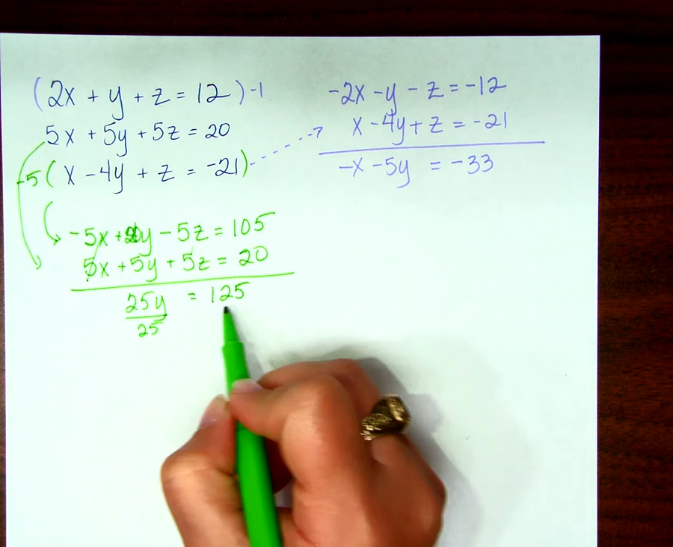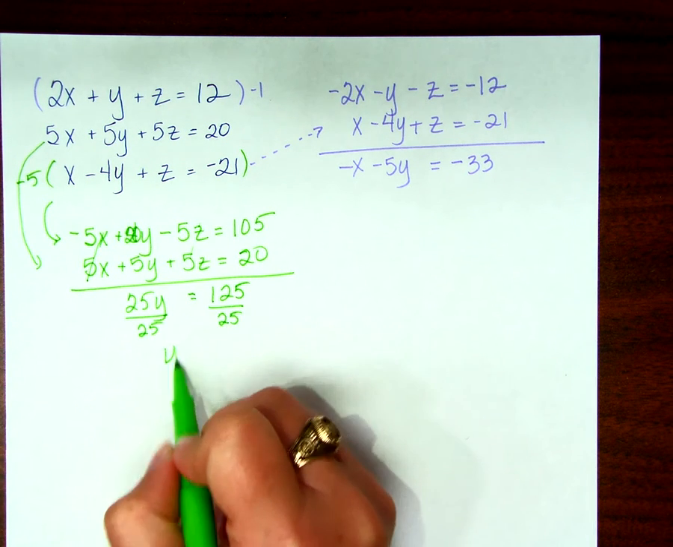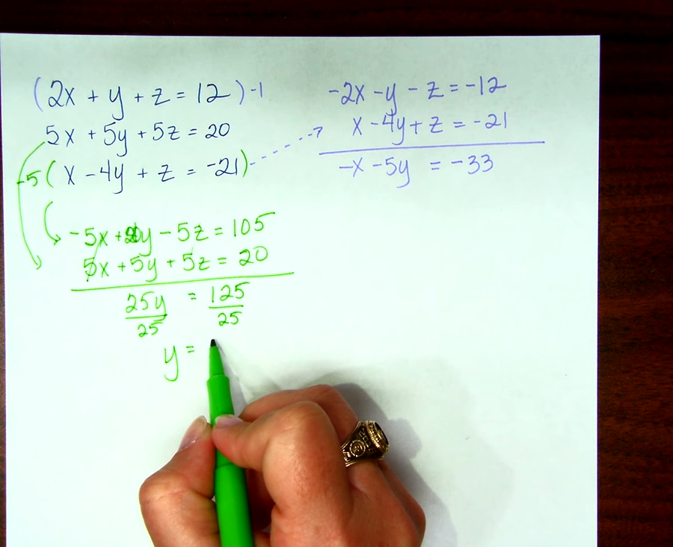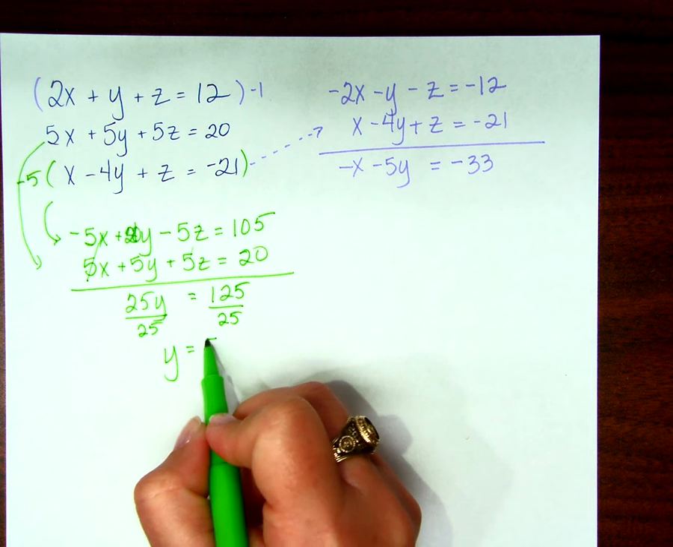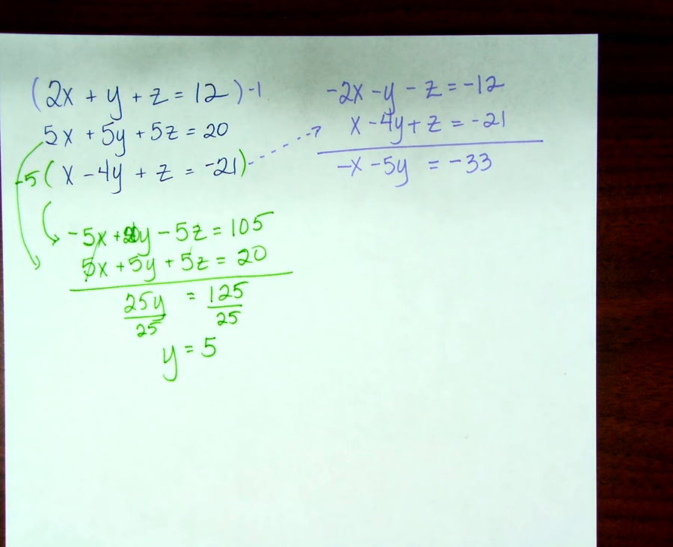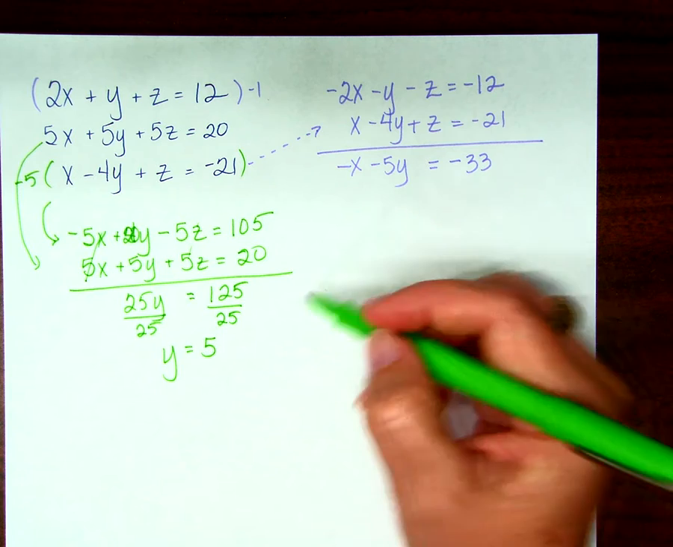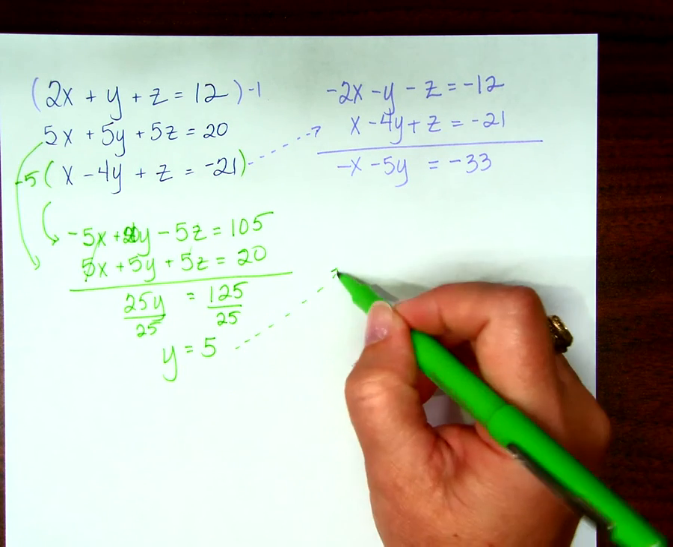Now I just solve for y, right? y equals 125 divided by 25? 5, okay. So that's all fine and good and exciting, but what do I do with it? Where? Oh yeah, to this one right here, right? I'm going to take this and go up there.